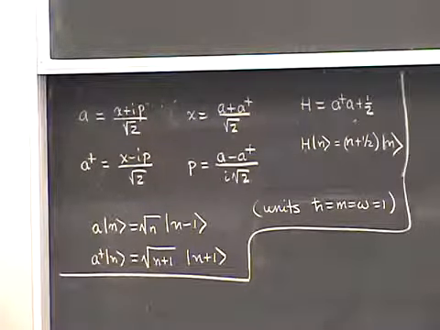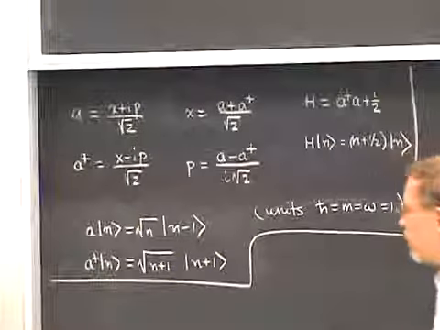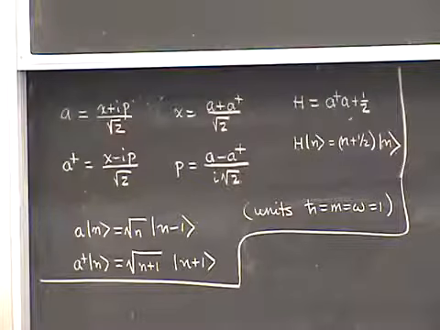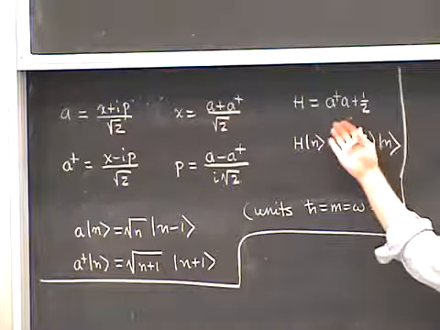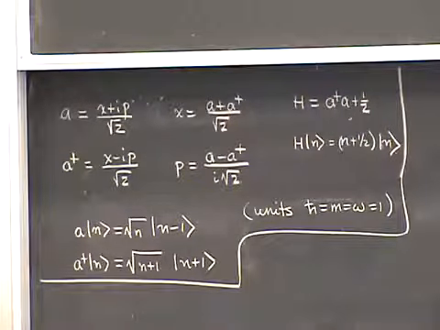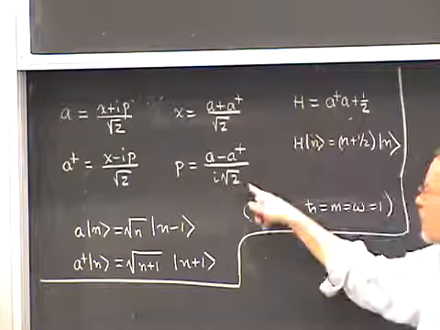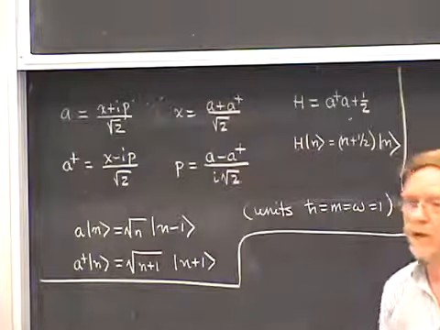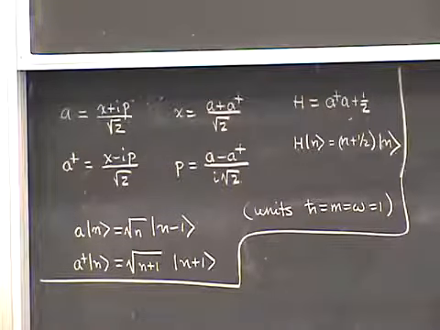The essential ingredients are the creation and annihilation operators. There are matrix elements with respect to the energy eigenstates. The expression of the Hamiltonian in terms of the creation and annihilation operators. We've also solved for the position and momentum in terms of the A's and A daggers, just the inversion of the definitions, which is also sometimes useful.